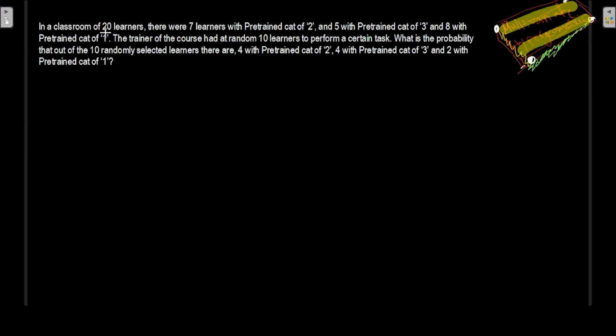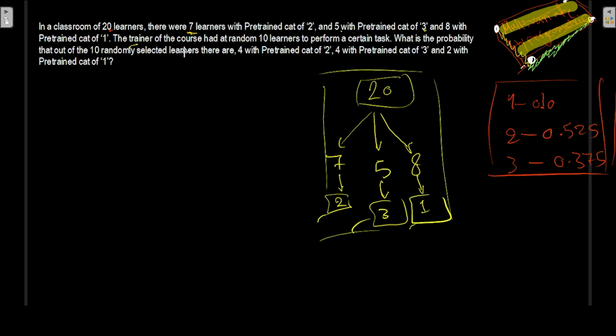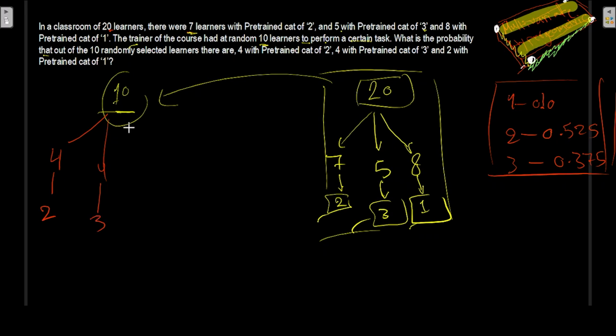Now here in a classroom of 20, we know there are 20, 7 of them with status of 2, 5 with status of 3, and 8 with status of 1. The trainer of the course has randomly selected 10 learners. So he took a random sample of 10 from these 20, right? He chose 10, and he would like to perform a certain task. Now, the question is, what is the probability that out of these 10, 4 have the status of 2, 4 have status of 3, and finally 2 have status of 1? Now, he is interested exactly in this possible outcome.